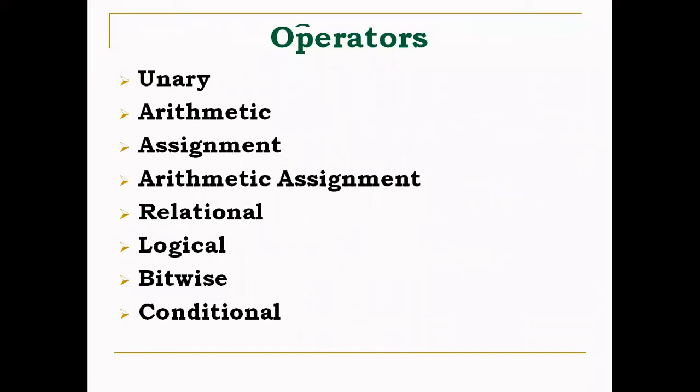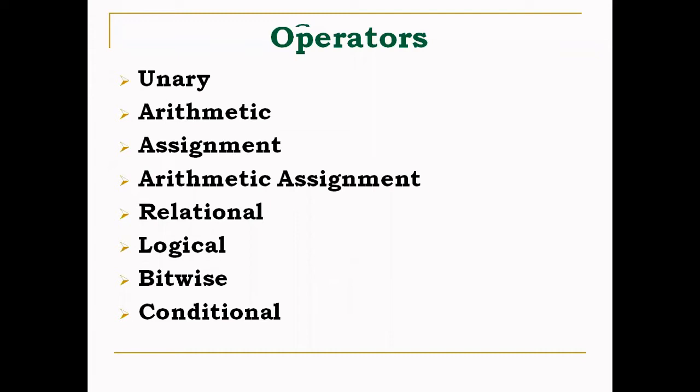Operators in Java. Unary operators: unary increment and unary decrement operators. Plus plus, minus minus. Plus plus means unary increment operator, minus minus means unary decrement operator. Add one value or subtract one value from the variable.